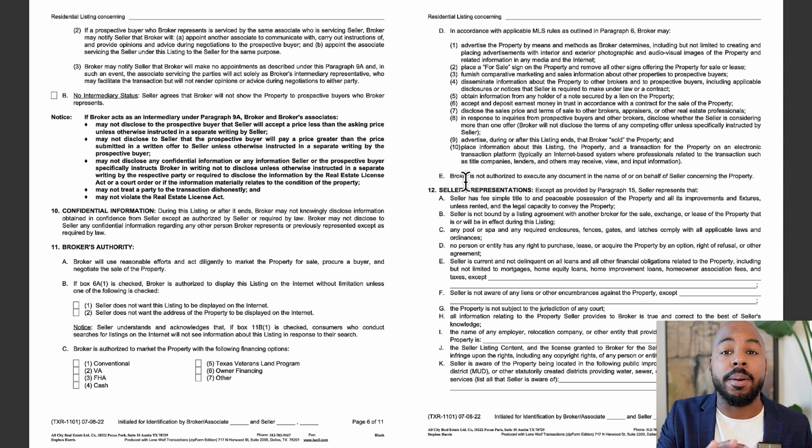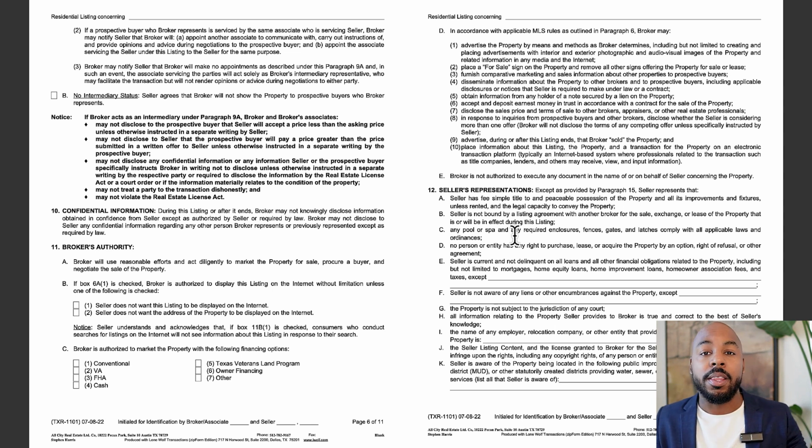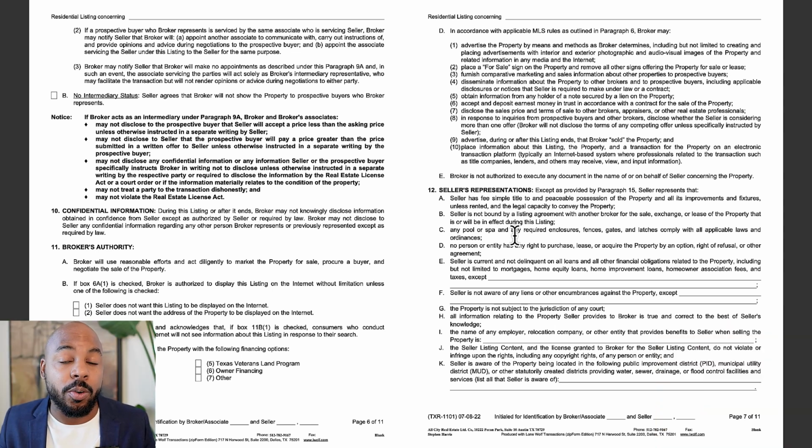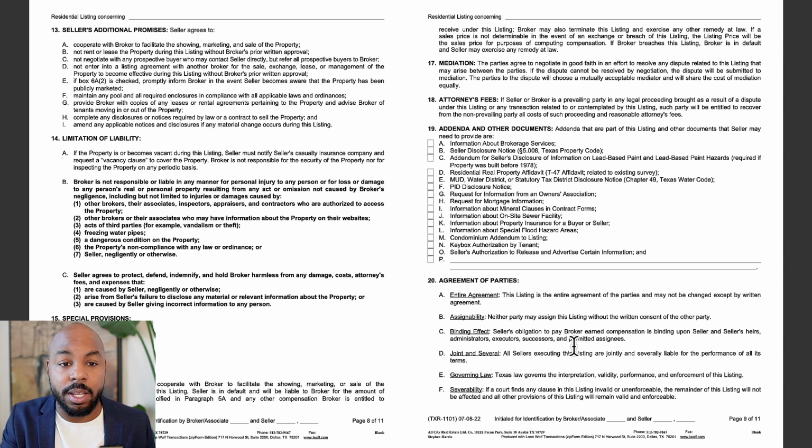And I am not authorized to execute any document in the name of or on behalf of the seller. That's what section E says right there. Okay. And on 12, these are seller representations. These are the promises that you are making to us. This is you saying that there are no liens on the property and there is nothing that you don't have an agreement with another broker or anything of that nature. So make sure that you read through this and fill in anything that applies to you, but these are all of the promises that you as the seller are making.